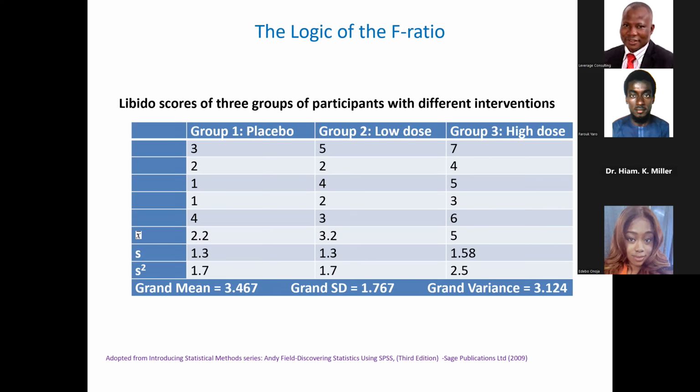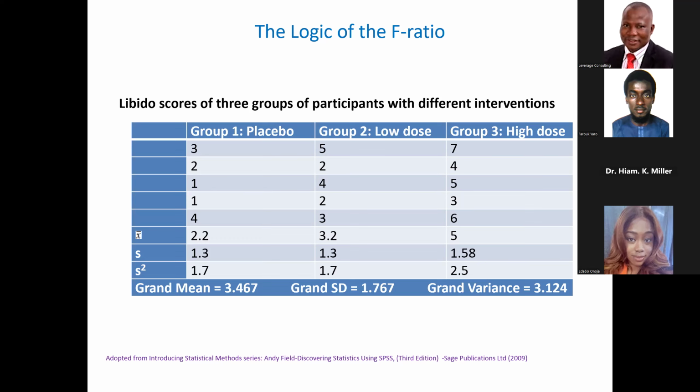You also see their standard deviation. For group 1 it is 1.3, for group 2 it's 1.3, for group 3 it is 1.58. And you can see their variance also: group 1, 1.7, group 2, 1.7, group 3, 2.5. Now, you will see something calculated also. Grand mean, 3.467. Grand standard deviation, 1.767. Grand variance, 3.124.